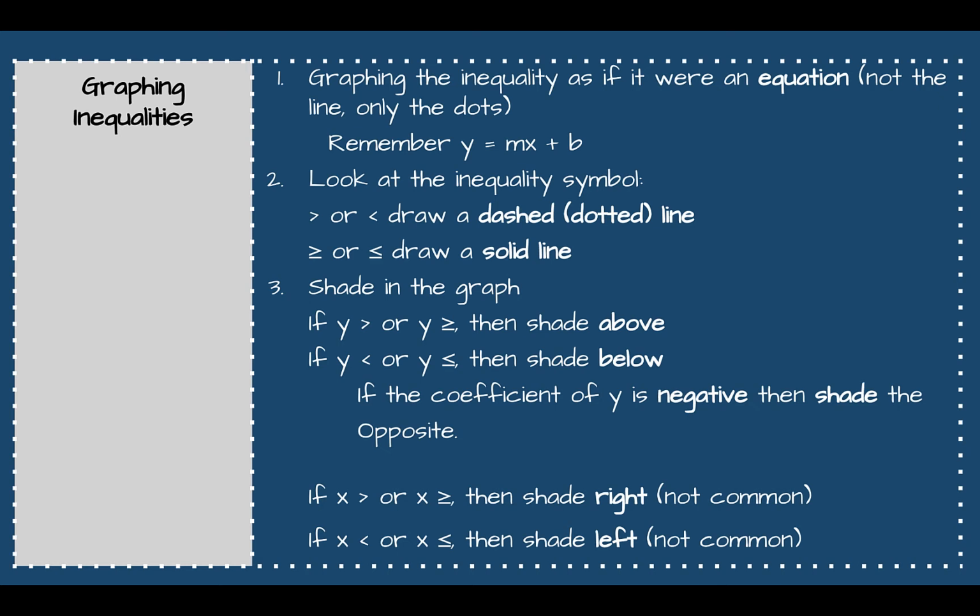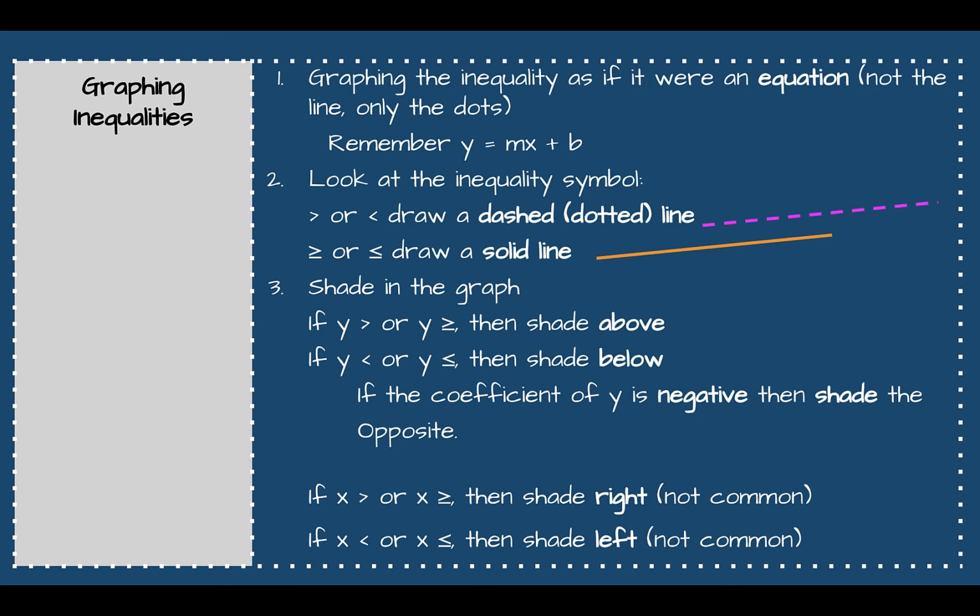Once you've graphed the dots where your line should be, then you're going to look at the inequality symbol and determine what type of line you need to use. So if you see the greater than or less than symbol with no line underneath it, then you're going to draw a dashed line. This is similar to the open circle where it's not filled in. So this is a line that's not filled in. If you see the greater than or equal to or less than or equal to, then draw a solid line where it is filled in. This is like the closed circle of our single variable inequalities.